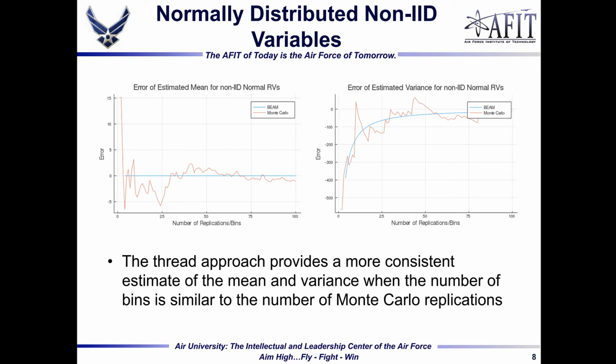And here are results for the non-IID normal case. Again, we instantiated 30 random variables, this time with a range of different mu and sigma values. And then we performed both the Monte Carlo addition process as well as the beam process. And the results are nearly identical. You see that we don't lose information in terms of the estimated mean of the final convolution, but you do lose out in terms of variance. But again, it rapidly and smoothly approaches zero.